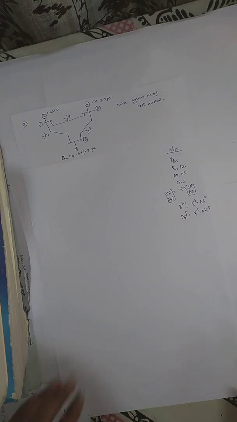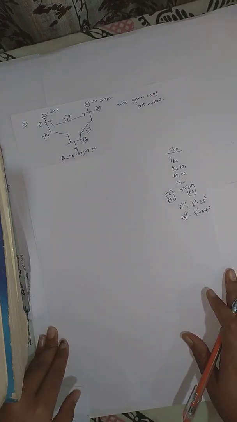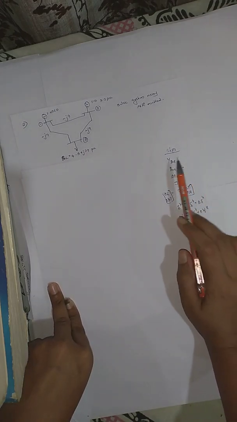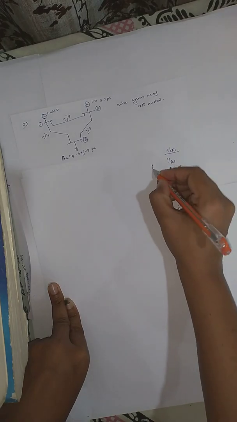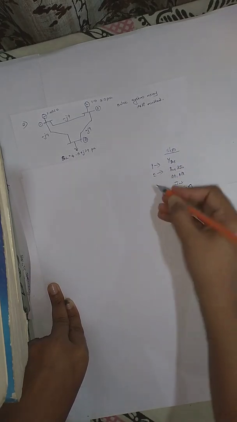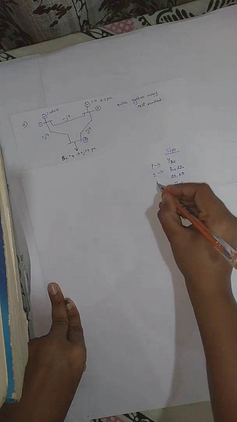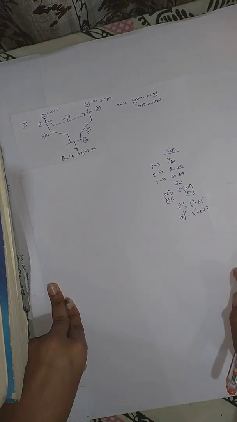So next problem, that is the second problem we are going to do in the Newton-Raphson method. So I am brushing up my steps again. Step 1, we have to find out the Y bus. Step 2, we have to fill out the bus data and find out what types of buses we are having. And step 3, we have to find out delta P, delta Q.